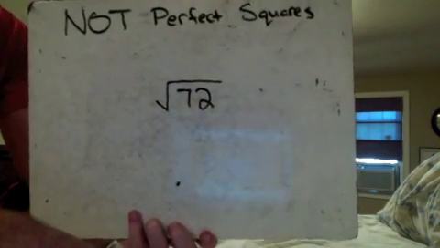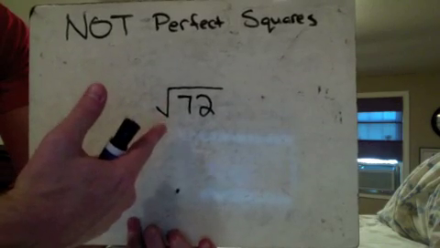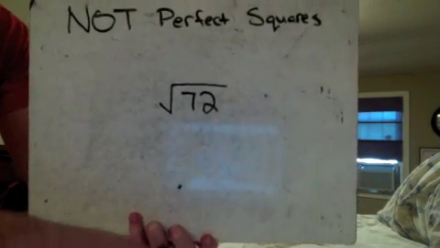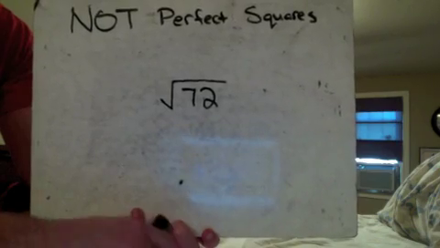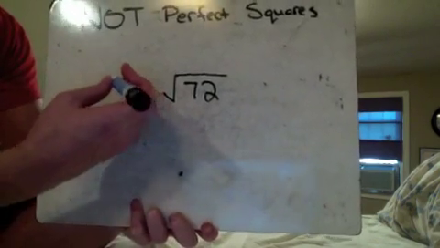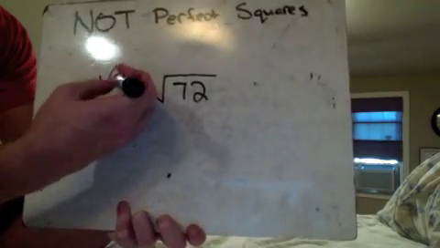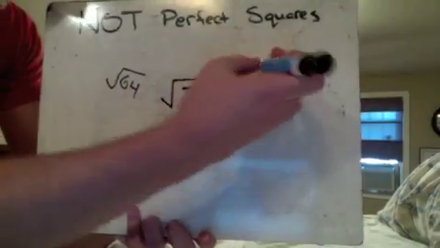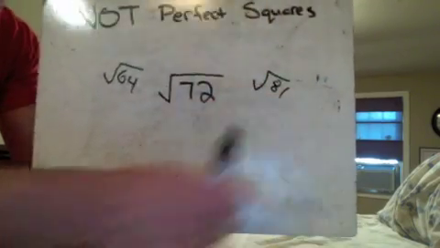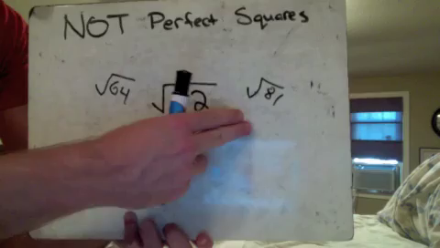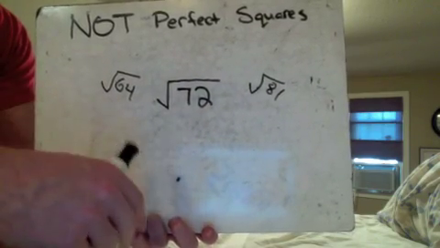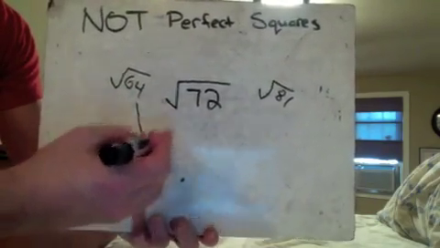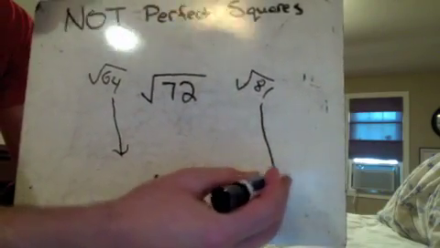I want you to think about what the perfect square roots would be around 72. You can always refer to that list until you get comfortable with these. But what perfect squares are around 72? And here's your answer. The square root of 64 is a perfect square that's just below 72. The square root of 81 is a perfect square that's just above 72. So now we know that the square root of 72 has to be between whatever these answers are.